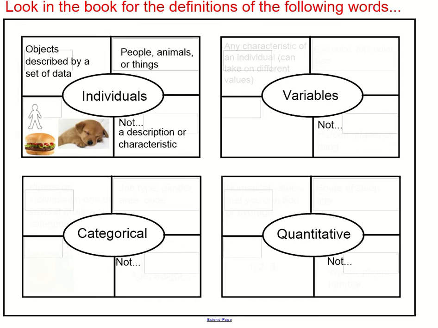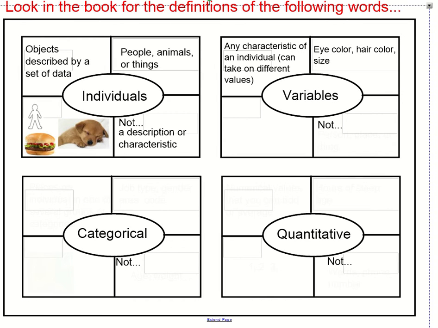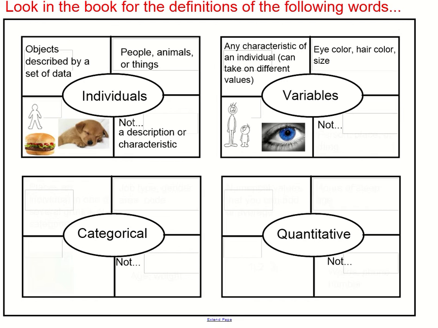Variables is our next word. Variables are any characteristic of an individual, and they can take on different values depending on the situation. Some variables that we will use this year are eye color, hair color, and size. Here are some pictures where we see 2 people. One person is a lot taller than the other, and the other is a lot shorter. The height is the variable in that situation. Then we have eye color, which changes from person to person. That's a variable. Next, what it's not: it's not a person, place, or thing.